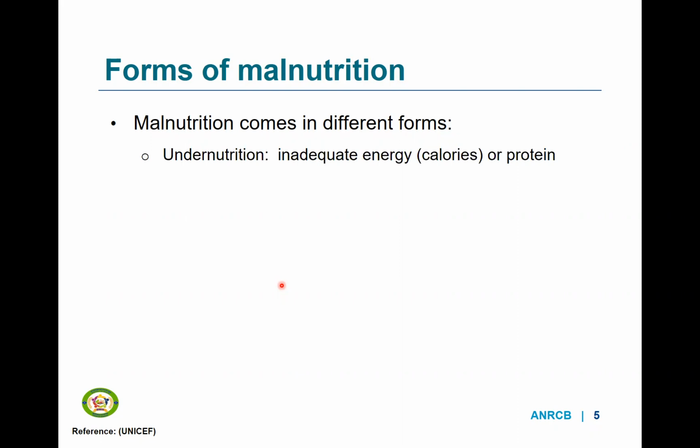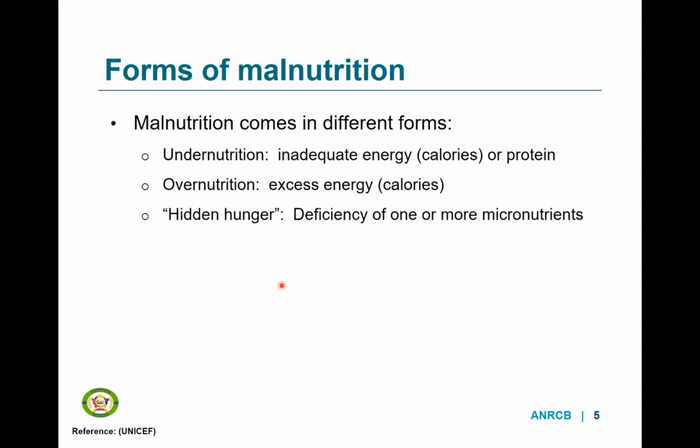There's this idea of undernutrition that has to do with when you're lacking energy or protein. So it's kind of a macronutrient type of issue. You can have overnutrition when you have too many calories in your diet. You can also have something that is called hidden hunger, and we will talk about this more in this video. And that involves a deficiency of one or more micronutrients.